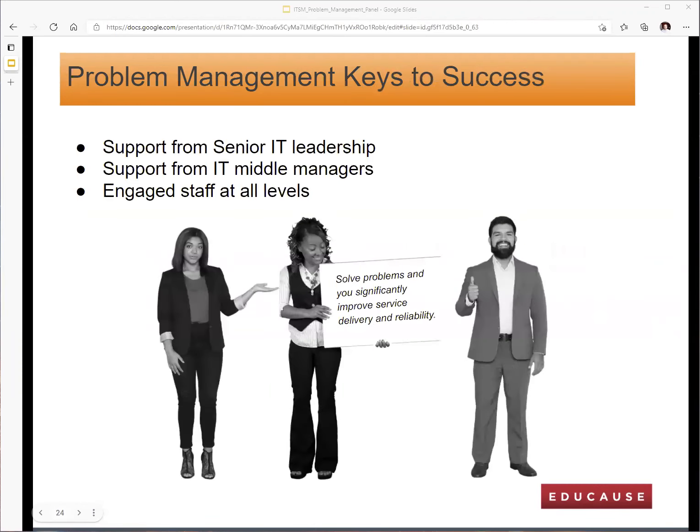So the next slides I want to talk to you about are keys that I feel would lead to a successful problem management process. And I am still, obviously, like my other former panelists, a work in progress. We're constantly trying to do this better. So, support. It doesn't need to be said that support from senior IT leadership is important in any process. Support from the IT middle managers and engaged staff at all levels was also something that I feel is important. We did have senior management behind us when we launched problem management. They were very much behind us.